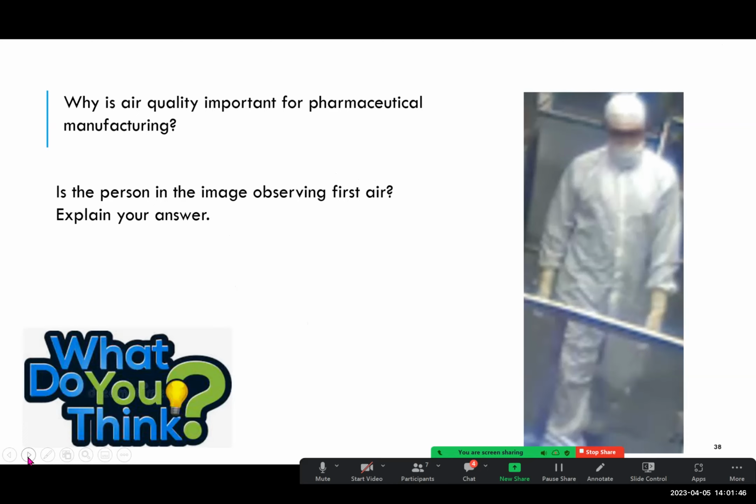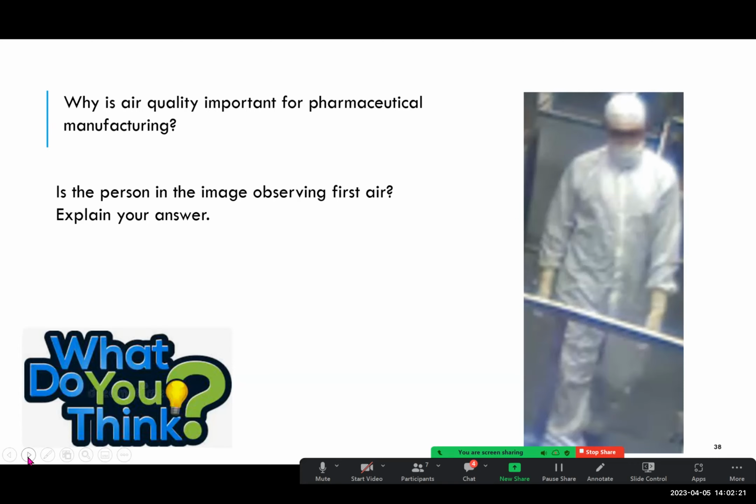So with microorganisms being able to essentially hitch a ride on particles in the air and travel from room to room or from line to line, why do we think air quality would be important for pharmaceutical manufacturing? You can unmute and answer, or answer in the chat. Anybody have any ideas?